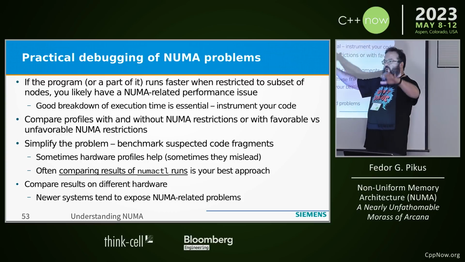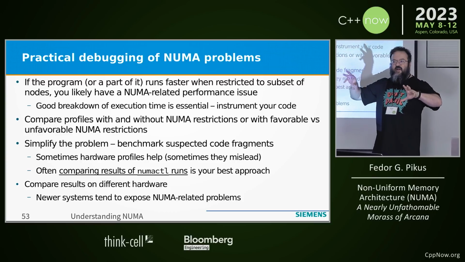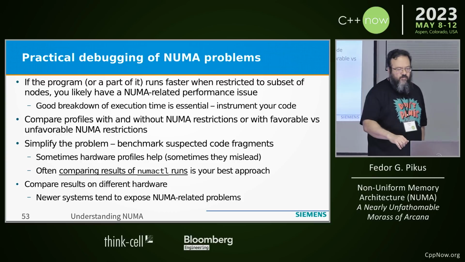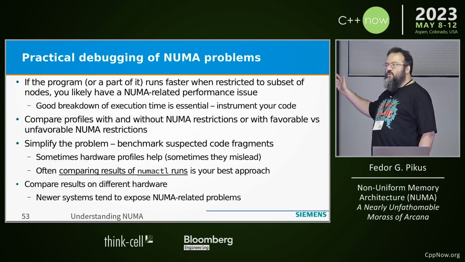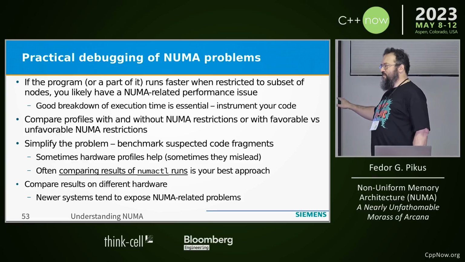You will get a lot of numbers that are the same and some numbers that are vastly different. I'll show you the examples. Also, if you have a newer CPU in-house, use it because it typically exaggerates all your NUMA-related problems.